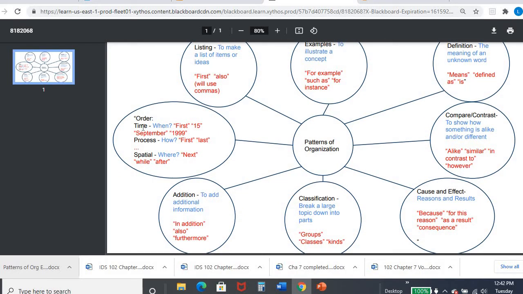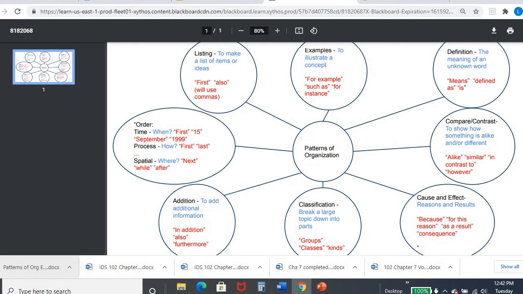Now you'll see I combined time, process, and spatial because time order, process order, spatial order. But what I did here is the 10 patterns are in black. What they mean, like their definition, is in blue. And some example signal words or phrases are in red because there are literally hundreds of those. But sometimes this is just helpful if you wanted to print this out just as a quick reference while we're going through this chapter. You are welcome to.